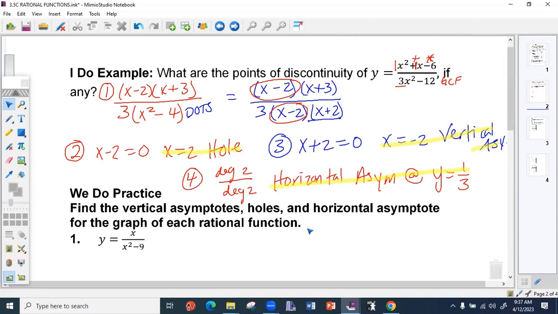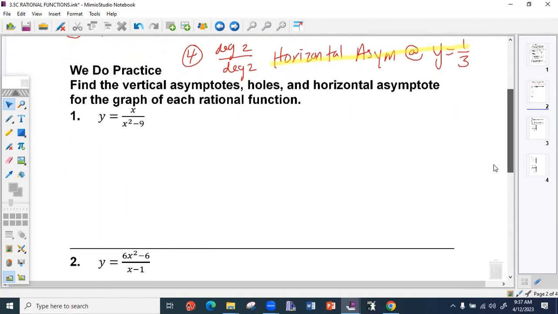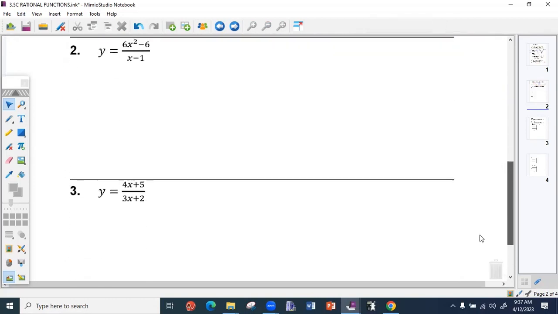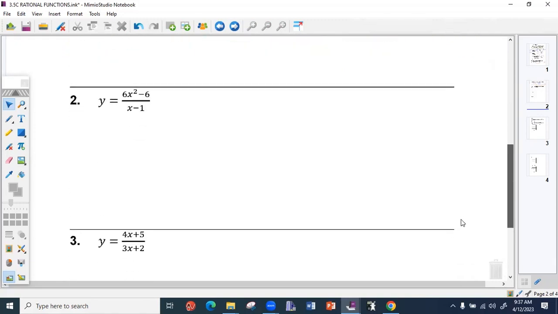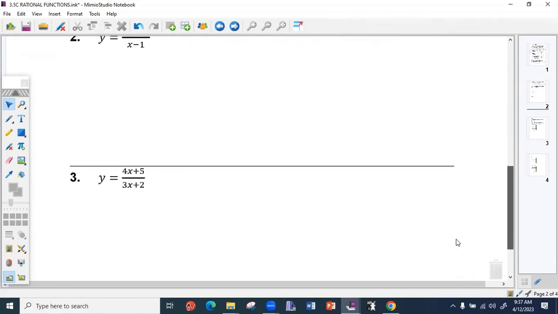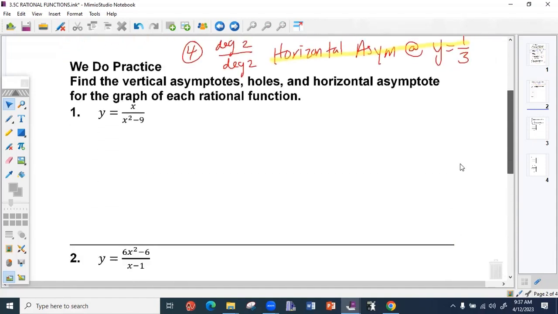So we're going to do number 1 together, walk through the steps, and then I'm going to pause and give you about 6 minutes to do 2 and 3. Okay. At your tables. So we're going to do 1 together, and then we're going to pause, and you're going to do 2 and 3 at your table for about 6 minutes.